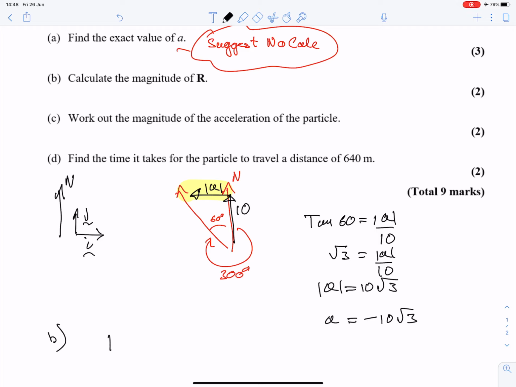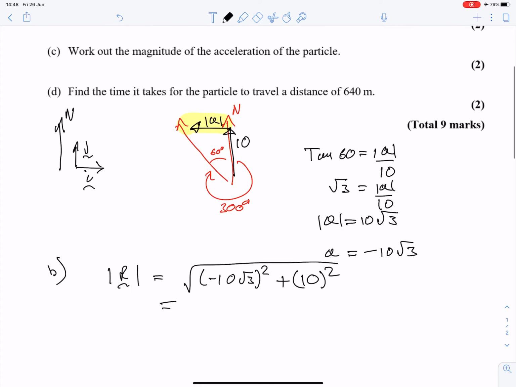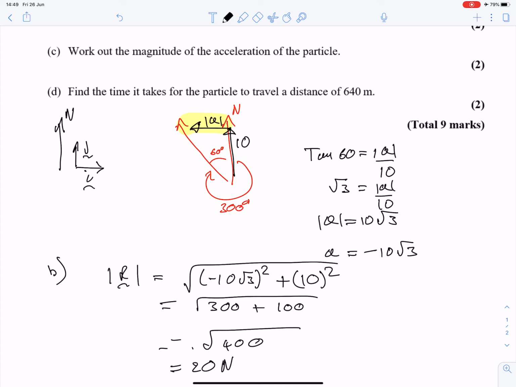B, the magnitude of R. Well, that's a standard Pythagoras question. It's the i component squared, plus the j component squared, square rooted. So here, negative times a negative is positive. 10 squared is 100 times 3, so we get 300, plus 10 squared is 100, square rooted, so it's the square root of 400, so we get 20 newtons for the magnitude of R.